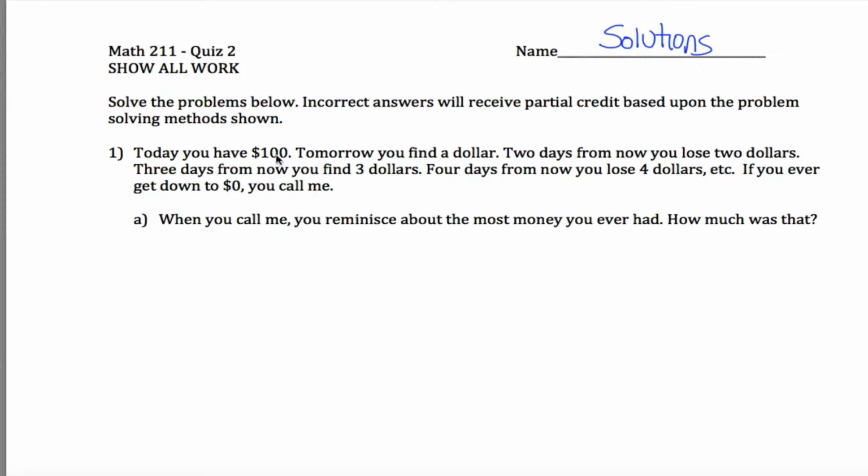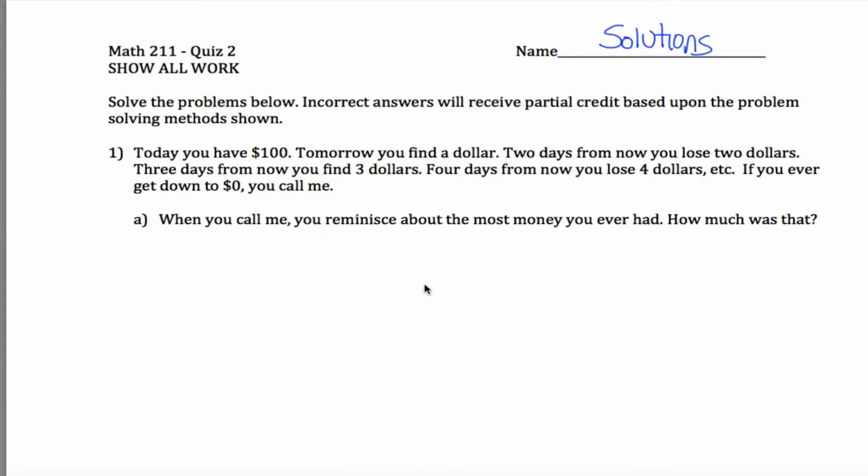What's going on here is you start out with $100 and then tomorrow you find another dollar, so you're up to 101, and then 2 days from now you lose $2. Oh, bummer. But don't worry, because 3 days from now you find $3. Oh, but then 4 days you lose 4, and so on. So the question is, if you ever get down to $0, you're going to give me a call. And I guess I'm implying that that does happen because I ask, when you call me, how much money was the most that you ever had, essentially.